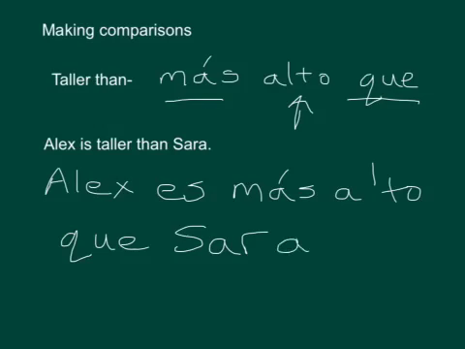Now what happens if really it's Sarah that's taller than Alex? Then I have to be careful and make sure that I change alto to alta. So I would say Sarah es más alta que Alex.